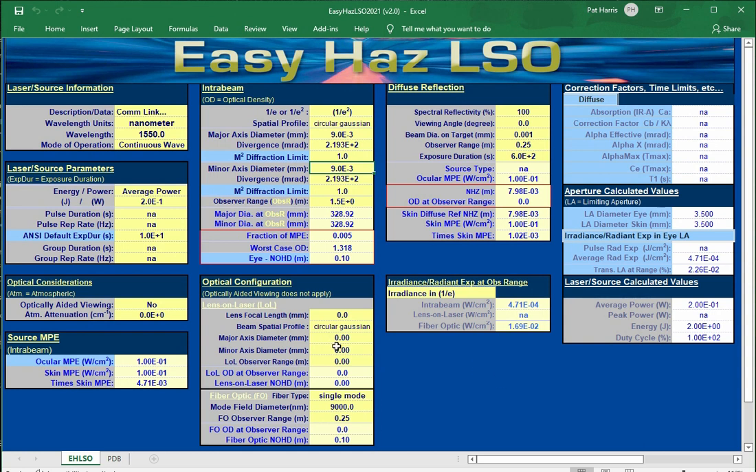Let's put our observer range at the same distance here, 0.25, and we'll see that the irradiance in 1/e squared of the beam works out the same. So you can see that we can duplicate this up here in the intrabeam section as well. Okay? All right. I think that's about it.